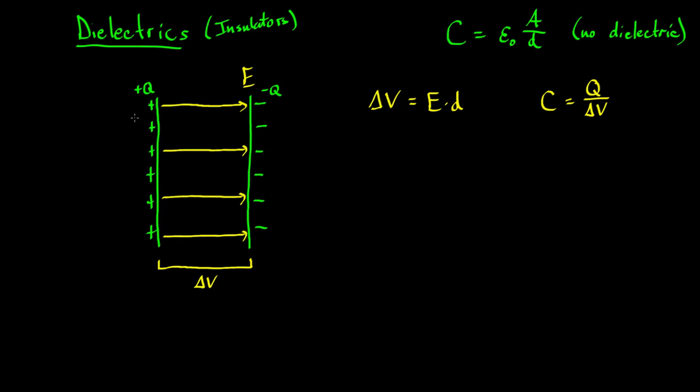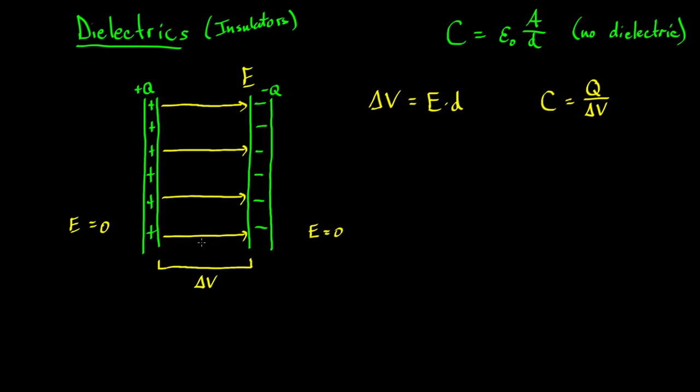So what you have here is just a standard parallel plate capacitor with positive charge on the left and negative charge on the right. As we talked about in previous videos, this creates a potential difference between the two, delta V, as well as an electric field that comes from the addition of the two. And remember that the electric field outside of a parallel plate capacitor is zero on both sides.